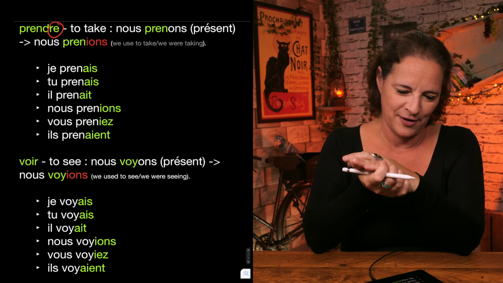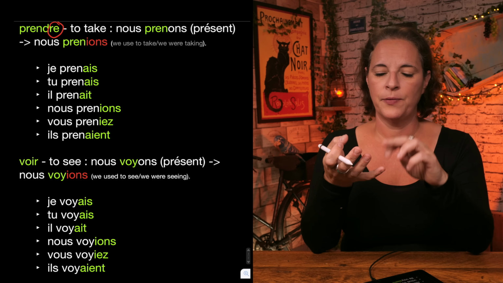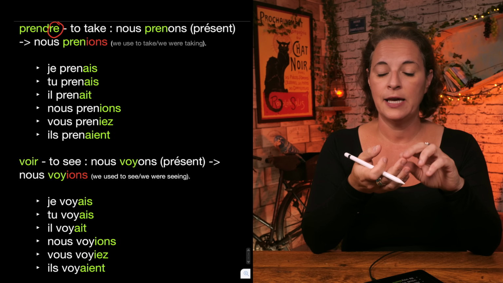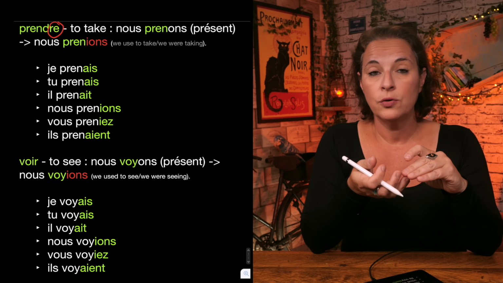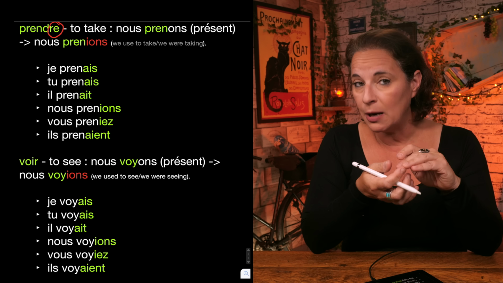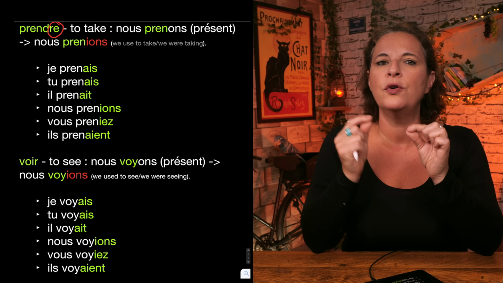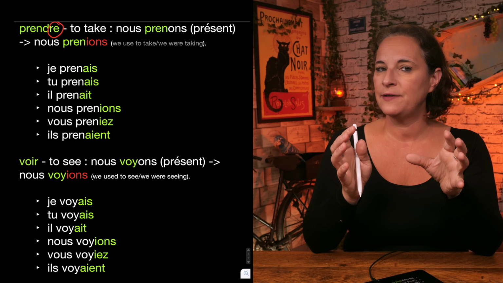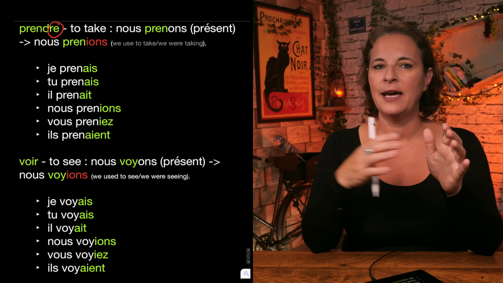Prendre, to take, okay? What is the nous version of the present tense of prendre? Je prends, tu prends, il prend. So I'm conjugating I take, you take, he takes. Je prends, tu prends, il prend, elle prend, on prend. And then we take the nous version, nous prenons. It's slightly different from prend. Nous prenons, vous prenez, ils prennent, elles prennent.